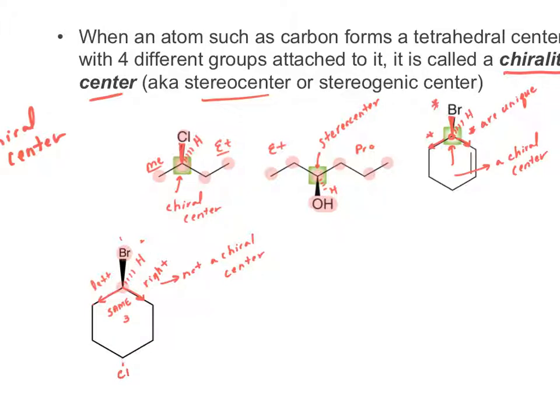Yeah. So if that chlorine instead was over here, or on either side, now we would encounter a CH2, a CHCl, whereas we would encounter a CH2, CH2, CH2. Those are different paths. That would make it unique either way. Okay, so that would be four different groups.